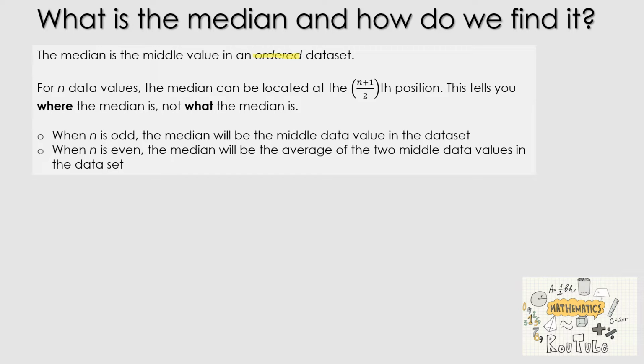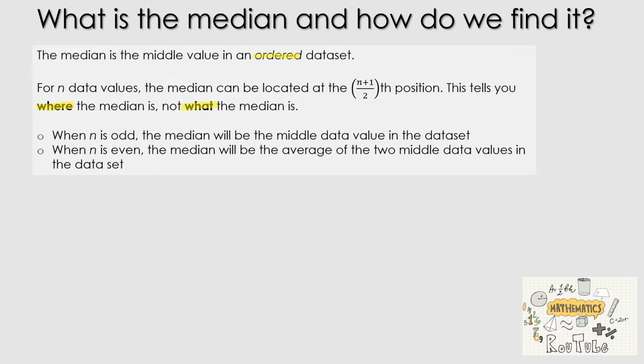Now for n data values, so a number of data values, the median can be located at the (n+1)/2 position. It's really important that that (n+1)/2 tells you where the median is, not what the median is. It is an indication of where to find the median, but it's not telling you what the median is. That's really important, and I can't stress that more highly, because often students make mistakes when they use that (n+1)/2, they find the value and they say that that's the median, but that tells you where the median is, not what the median is.